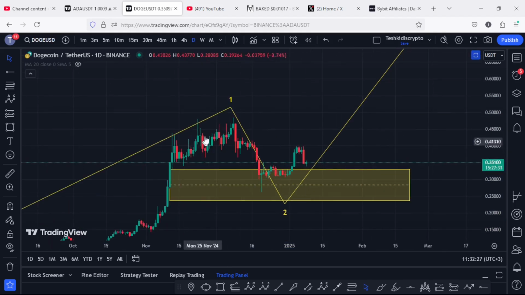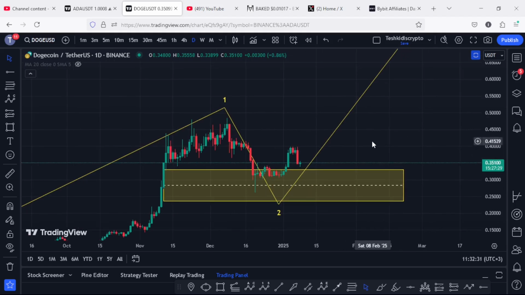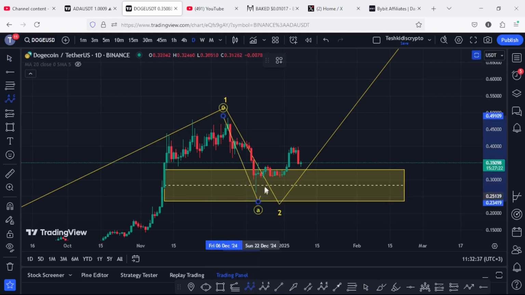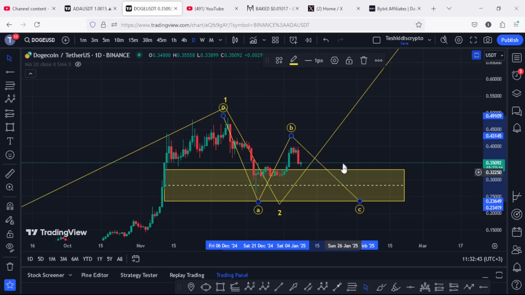And in the formation of this wave 2, which I believe is what is playing out at the moment, we also expect to see an ABC corrective structure playing out, where we can term this as a wave A. Then this could be a bounce in a wave B before we can finally see one more new low in the formation of this wave C.